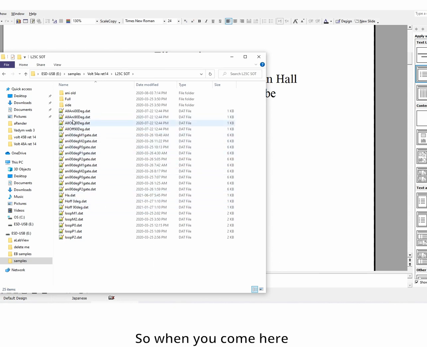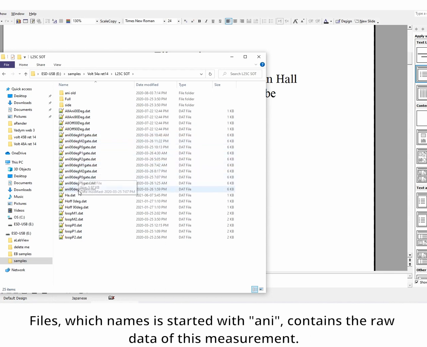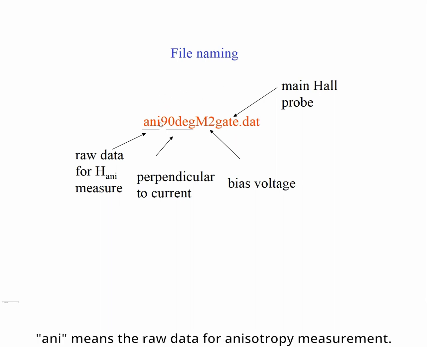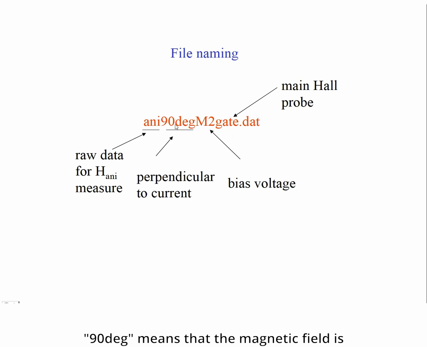So when you come here, first you see many files, and the files whose names start with Hani contain the raw data for this measurement. About the file naming, Hani means the raw data for anisotropy measurement. 90° means that the magnetic field is scanned perpendicularly to the current. It could also be 0°. 0° means the scan is along the current.